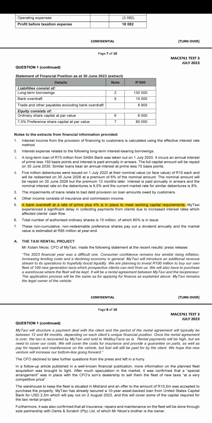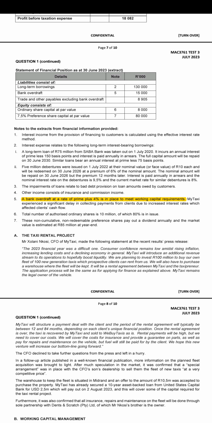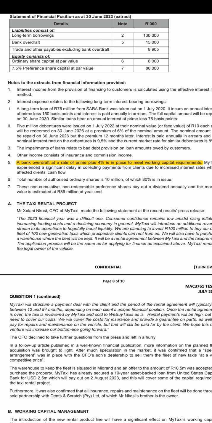Then the total number of ordinary shares is 10 million, of which 80% are in issue. So here's the thing. Remember what I said, that they gave us the market capitalization so we can get to the market price of the share. If 10 million shares are authorized for issue and 80% are in issue, that means 8 million shares are in issue. That should be simple to understand.